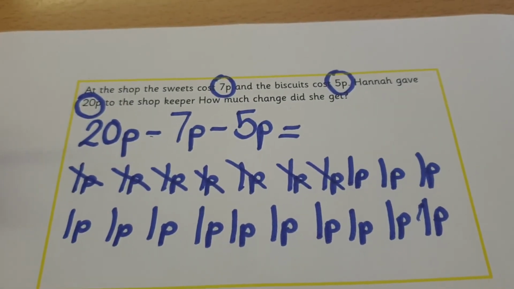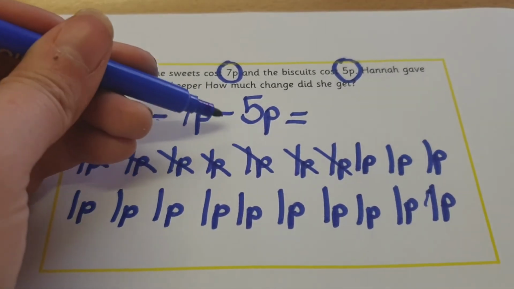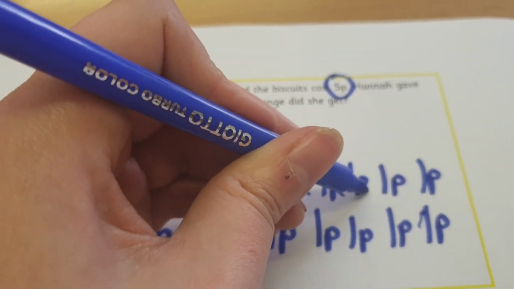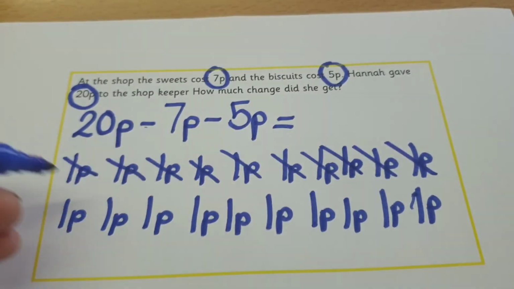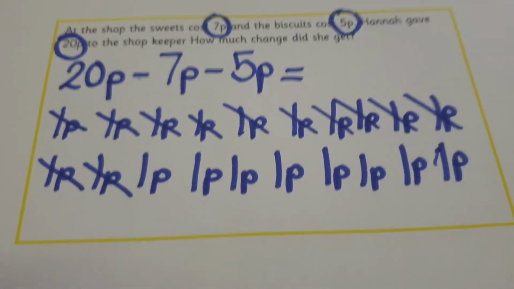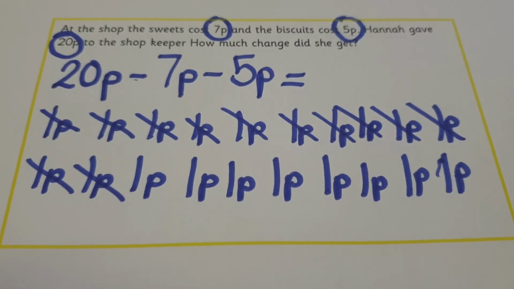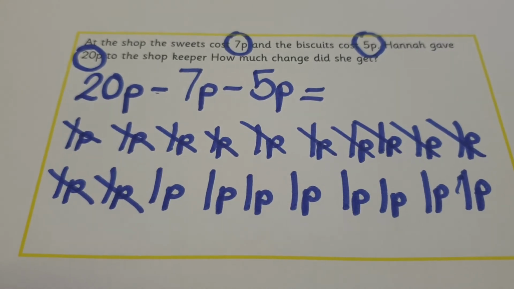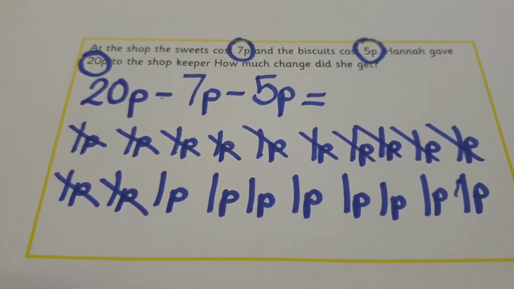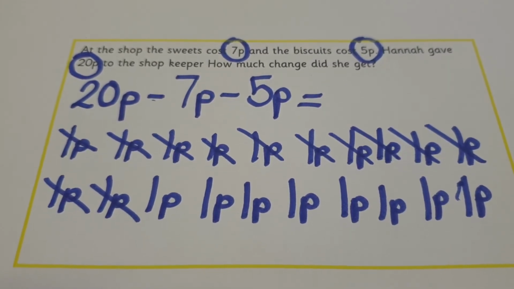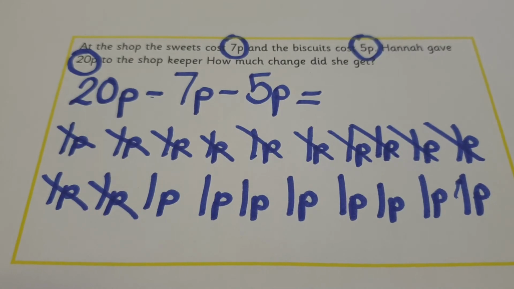Have I only got to take away 7? No, I've also got to take away another 5p. Ready to count with me? 1p, 2p, 3p, 4p, 5p. So now I have my 20p. I've taken away 7p because Hannah bought the sweets. And I've also taken away 5p because she also bought biscuits. What do I need to work out now? Well done. I need to work out how much change she got, how much money the shopkeeper's going to give her back from her 20p.